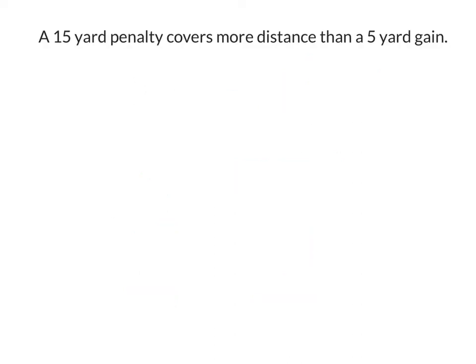Okay, make sure that you have your pencil and paper ready because we're going to be working through problems 1 and 2 together. Number 1 says a 15-yard penalty covers more distance than a 5-yard gain. So now we need to look at that as absolute value, because if we want to see which one is farther from 0 is what they're asking. So on a number line, which one is farther away from 0? So we have the absolute value of negative 15 because they went back 15 yards. And then we have the absolute value of 5, positive 5.